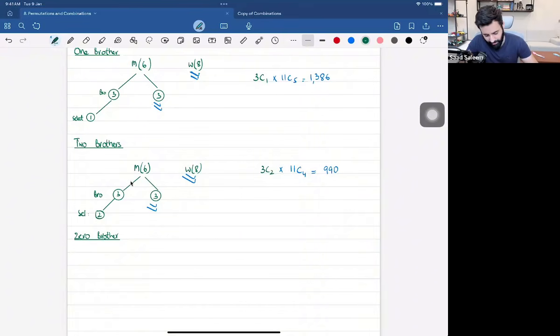That's pretty straightforward, because what we're going to do now is we're just going to remove the brothers from the men. So these are out. Now we have to select 6 people. We're not going to remove them because we've selected them.